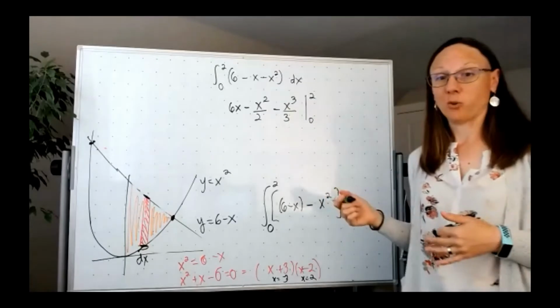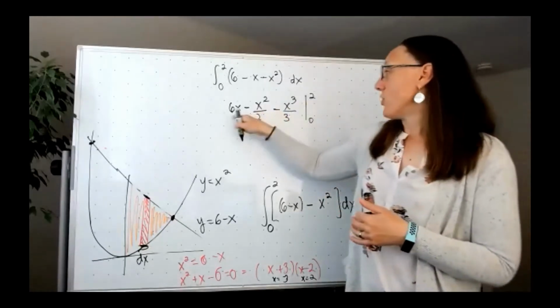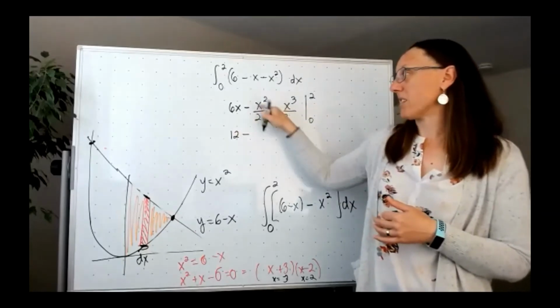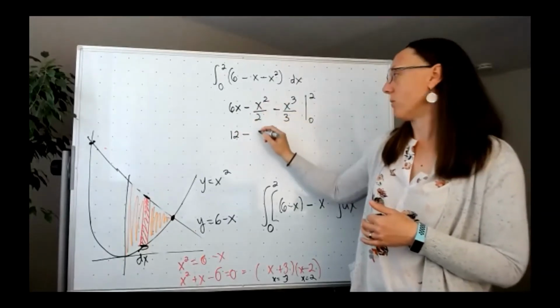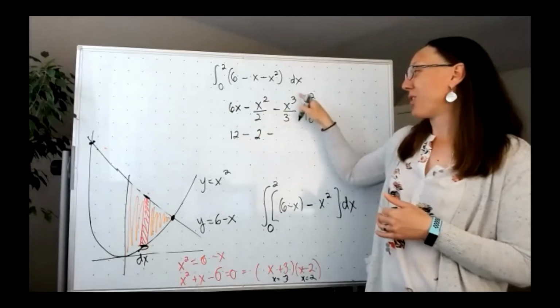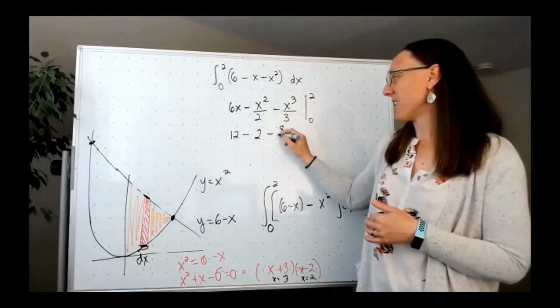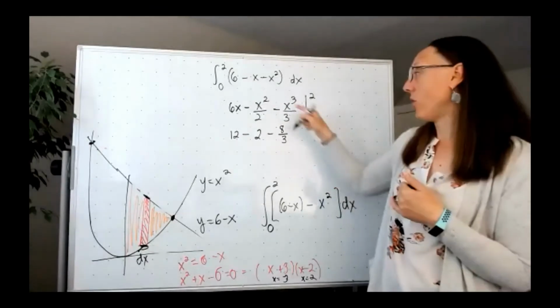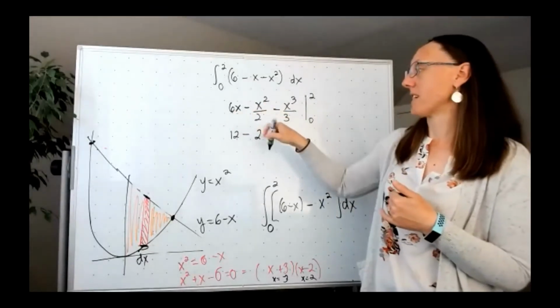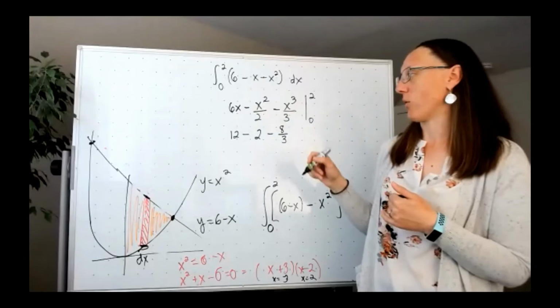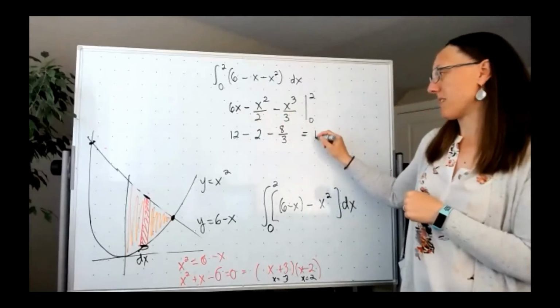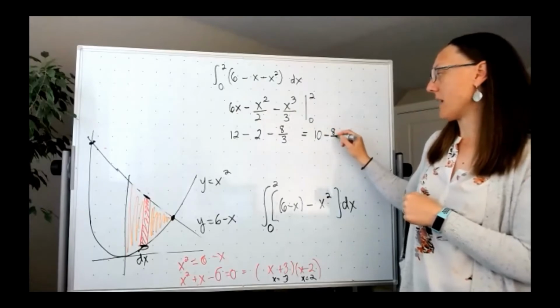So when we plug in 2, 2 times 6, that'll be 12. 2 squared is 4, and 4 divided by 2, I get 2. 2 cubed is 8, so I'd have 8 divided by 3. And when we plug in 0, all of the pieces will go to 0. I'll have 6 times 0, 0 squared, and 0 cubed. So we could leave it like this. We could do one little quick step to simplify and say 10 minus 8/3.